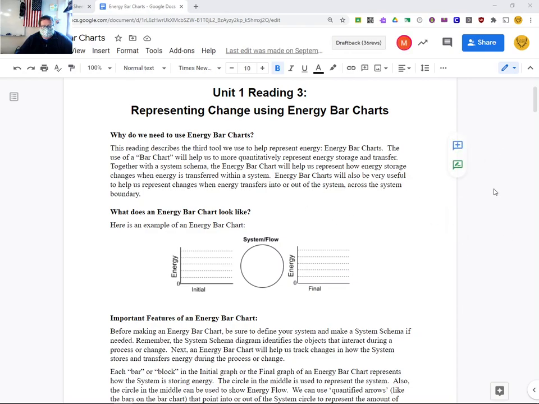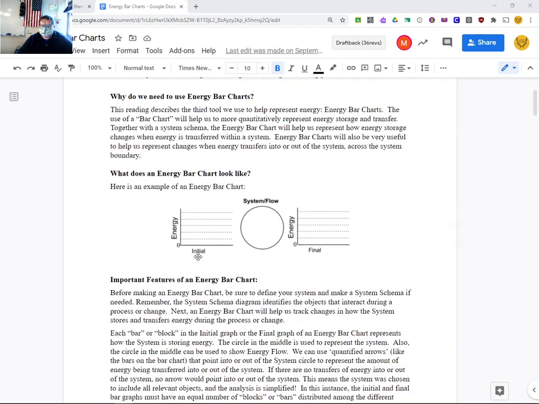If you haven't, then I would encourage you to do so either right after this if you're listening live, or you can pause the video and read it if you're watching later. But we can use an energy bar chart as a way of showing how energy moves in a system. Now sometimes I'll refer to energy bar charts as LOL diagrams.